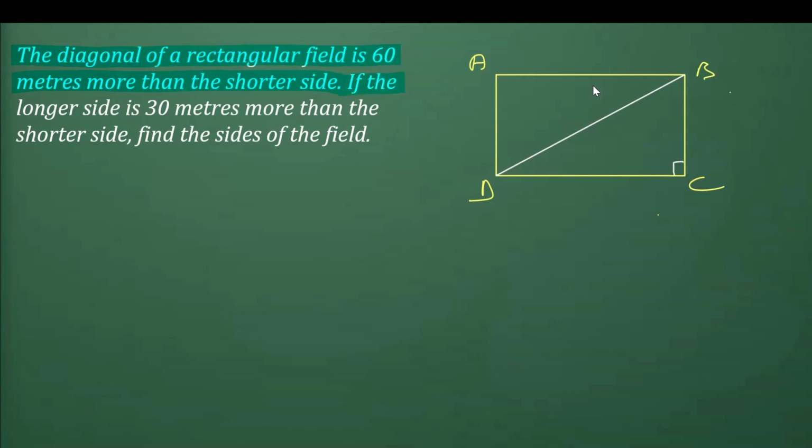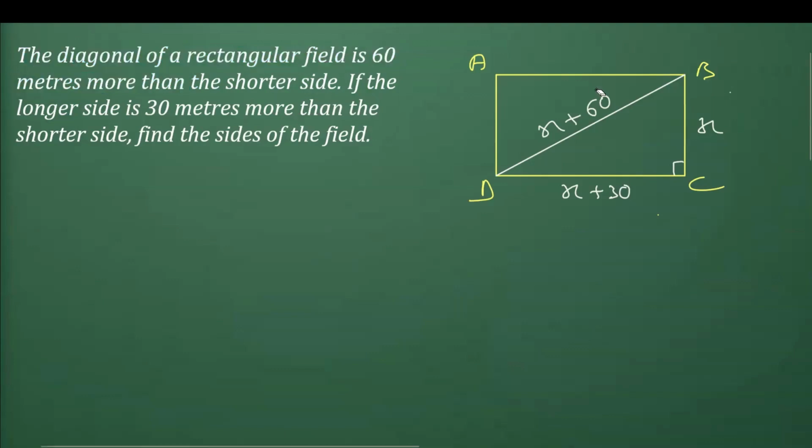Further, it says that the longer side is 30 meters more than the shorter side, so what we are going to do is take the shorter side as x. This means the longer side, that is the length over here, is x plus 30. Further, the first statement was what? If I read it again, it says the diagonal of a rectangular field is 60 meters more than the shorter side. Well, the shorter side is x, so clearly the diagonal is going to be x plus 60.